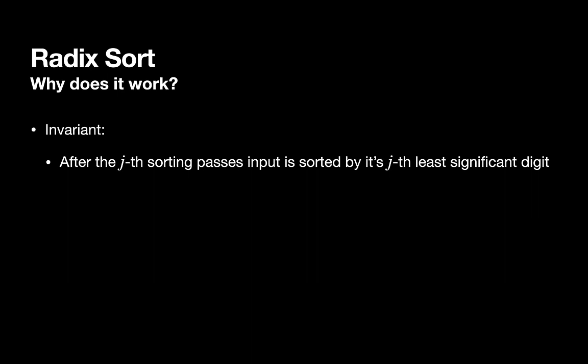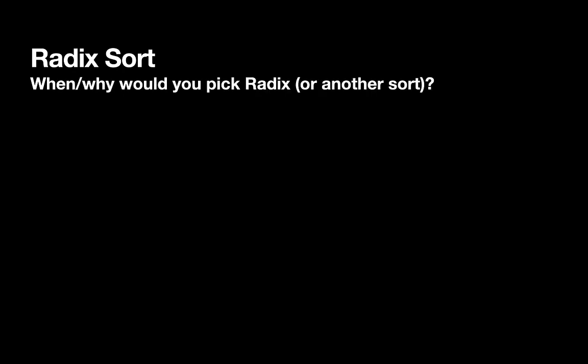Okay, so you may be wondering, why does this work? There's an invariant here that can be useful in demonstrating why it works. After the jth sorting pass, the input is sorted by its jth least significant digit. The proof of this will be left to the next lab.